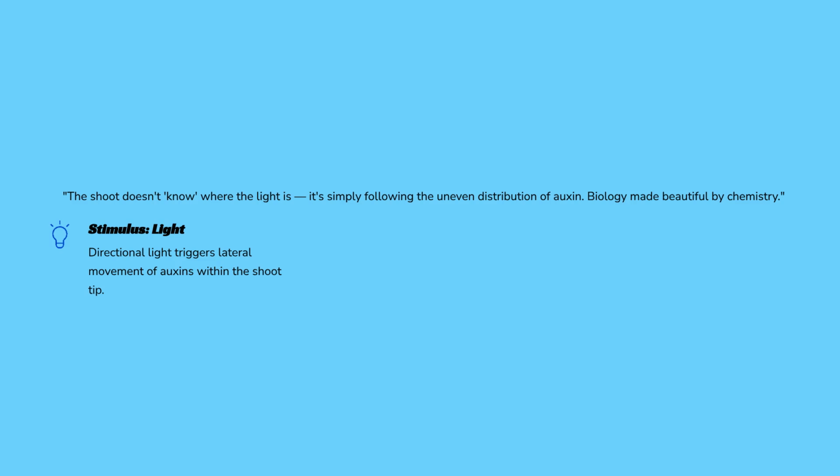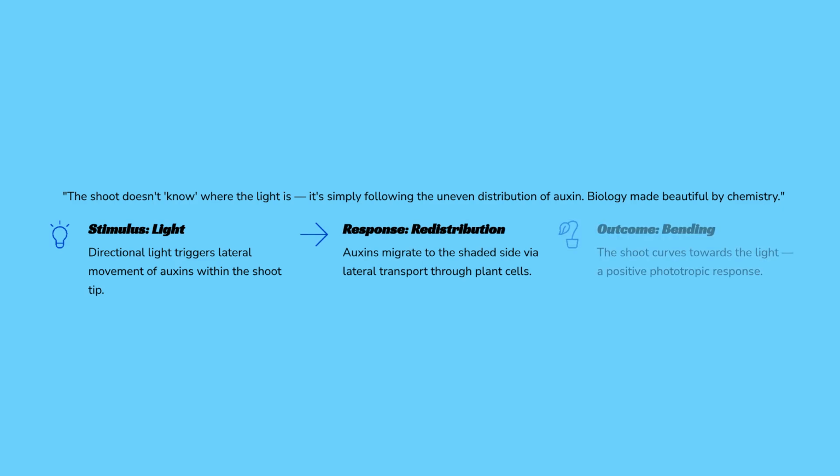Directional light triggers the lateral movement of auxins within the shoot tip. These auxins migrate to the shaded side, which stimulates more cell elongation there. The shoot then curves towards the light, demonstrating a positive phototropic response.